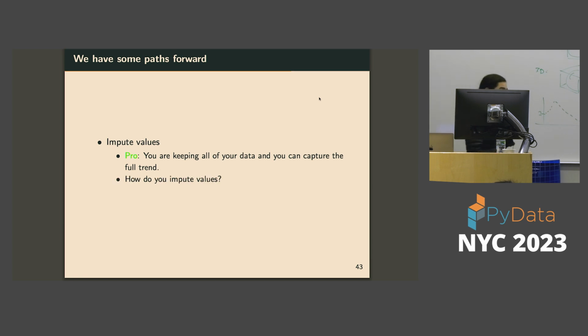But then this poses some challenges. How do we impute the data? What imputation function do we use? Are we introducing any error? These are all questions that come with this method.